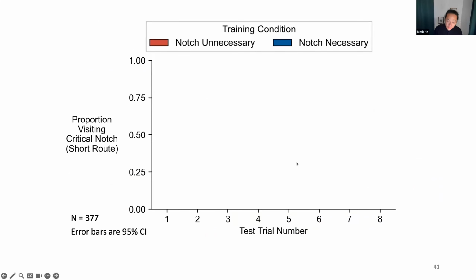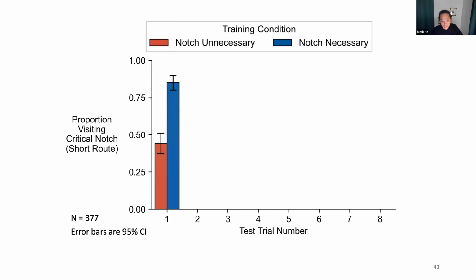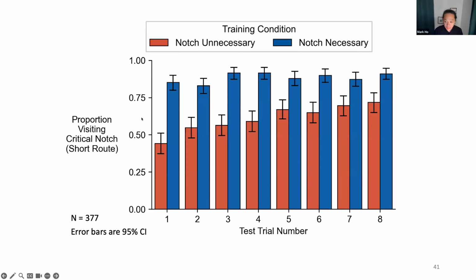And so when we gave these to people, what I'm showing you here is just the proportion of people that discovered this, or took this shortcut to get to the goal, indicating that they were paying attention to the notch. And it's broken out by these two training conditions here. And what you can see is that when people were trained on the notch-unnecessary trials, they were much less likely to take this short route, even though it was more optimal. And this actually persisted over the test trials, even for some people up until the last test trial.